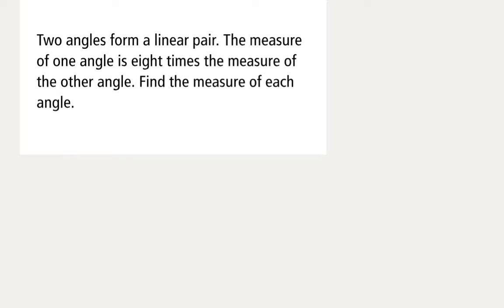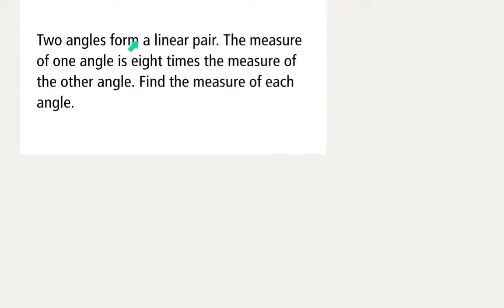Section 1.6, example 5. It's a word problem. Find the measures of each angle. So we're trying to find the measures of two angles. What about those two angles? Two angles form a linear pair. The measure of one angle is 8 times the measure of the other angle. Find the measures of each angle.